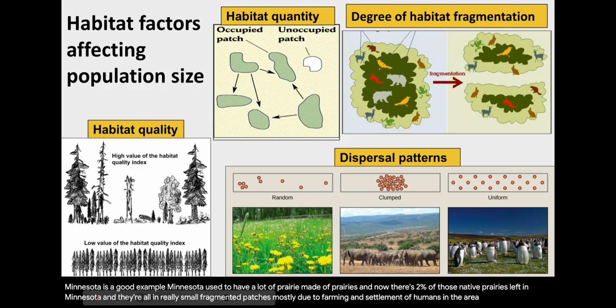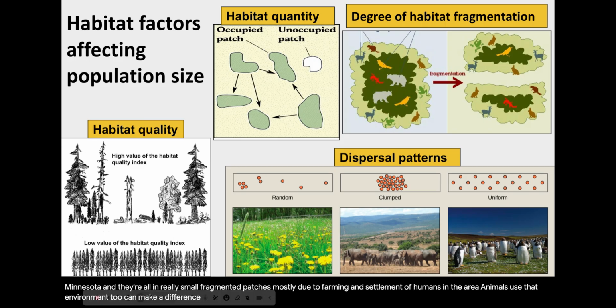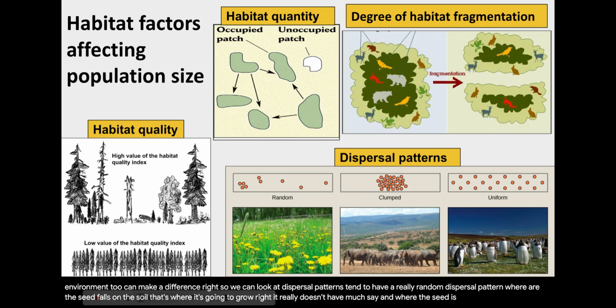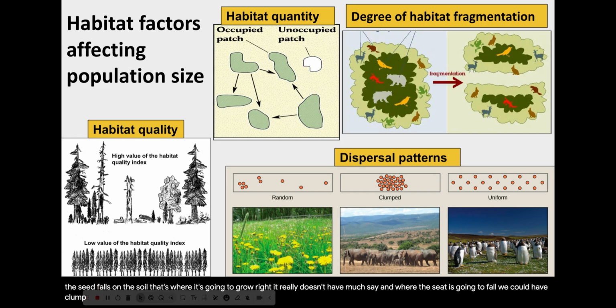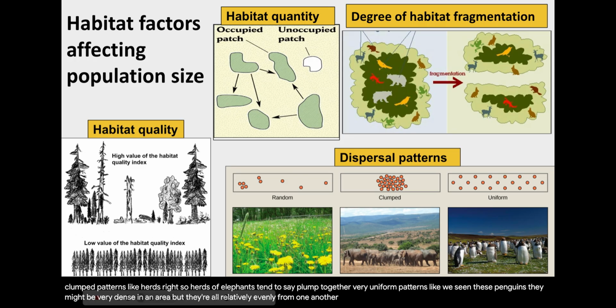How animals use that environment can make a difference too. We can look at dispersal patterns. Plants tend to have a really random dispersal pattern. Wherever the seed falls on the soil, that's where it's going to grow. It really doesn't have much say in where the seed is going to fall. We could have clumped patterns like herds, so herds of elephants tend to stay clumped together. Or we can have very uniform patterns like we see in these penguins. They might be very dense in an area, but they're all relatively evenly spaced out from one another.